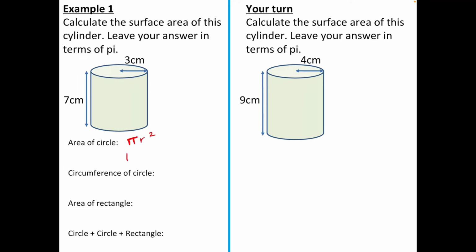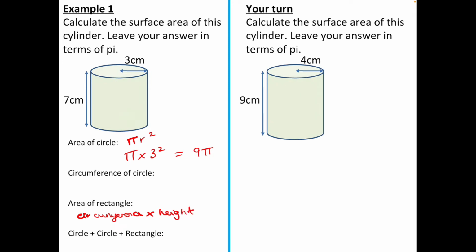Substituting in what I know, I get pi times my radius, which is 3 squared. This is 9 pi. 3 squared is 9, multiplied by pi. I want to know the area of the rectangle, which is the strip around the outside. However, I cannot know that until I know the circumference, because the area of the rectangle is going to be the circumference multiplied by the height. So I need to know the circumference first.